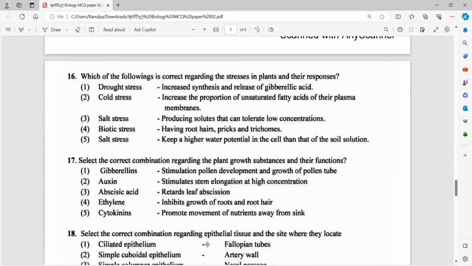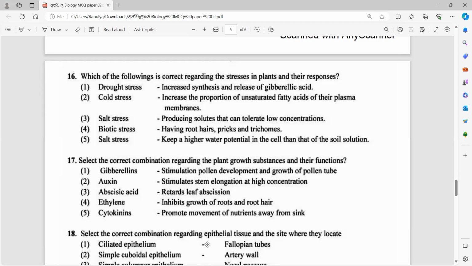Question number 16. Which of the following is correct regarding the stresses in plants and their responses? Drought stress: increased synthesis and release of gibberellic acid. It's not gibberellic, it is abscisic acid, ABA. Cold stress: increase the proportion of unsaturated fatty acids of their plasma membrane. That is correct. Salt stress: producing solutes that can tolerate low concentration.